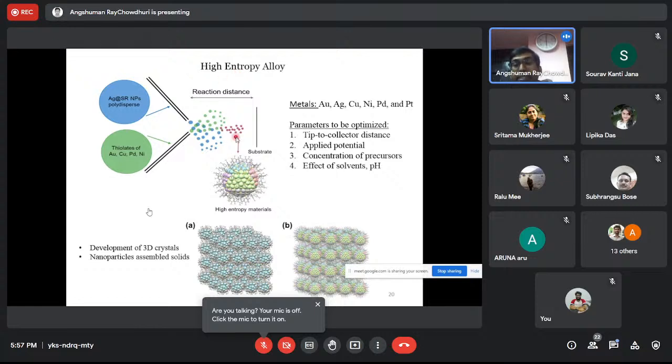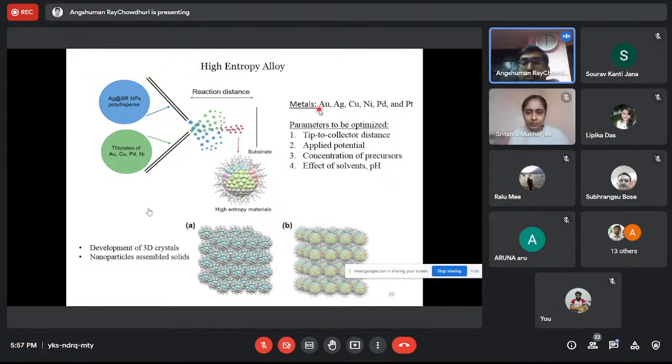A high entropy alloy is an alloy where more than 5 elements are there. When more than 5 elements are properly mixed, it is called a high entropy alloy. Suppose an alloy where gold, silver, copper, nickel, palladium, or sometimes platinum, these types of metals are there, it is called a high entropy alloy.